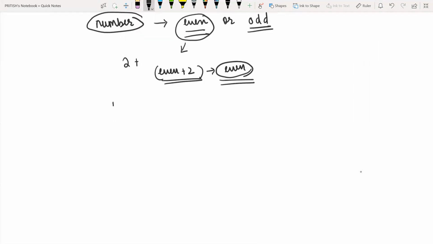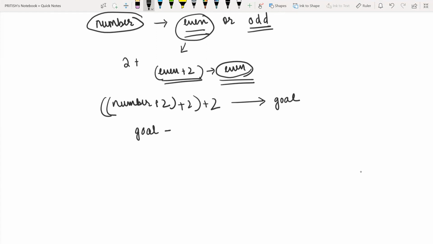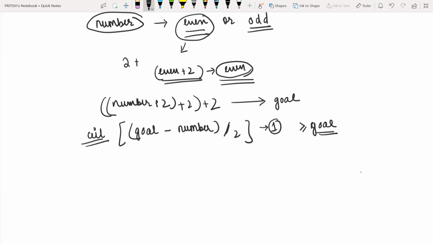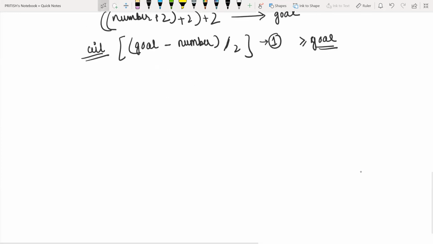So you have to add number plus 2, and the smallest prime factor of this will be 2, plus 2 plus 2, till you reach your goal. So what would be your answer? Your answer would be goal minus the number, divided by 2, and you have to take the ceil value of it. Ceil value, because one more increase step you have to do if you can't reach the number, and you have to go greater than or equal to the goal. Then you have to take the ceil value of it.